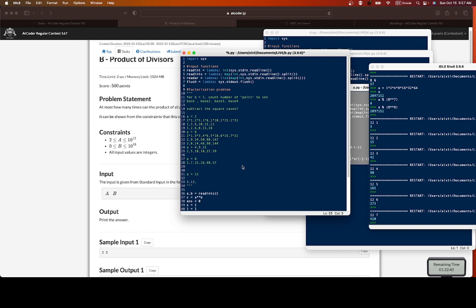Three, 15, 42, 90, 165, 273, 420. I mean, we got 3 times 1, 5 times 3, 7 times 6, 9 times 10. 11 times 15. I think this is 13 times 21. And then 15 times 28.